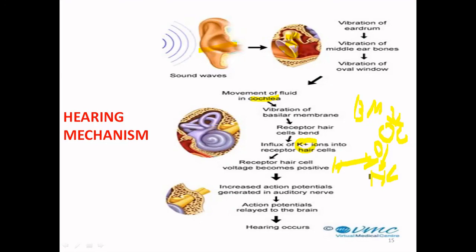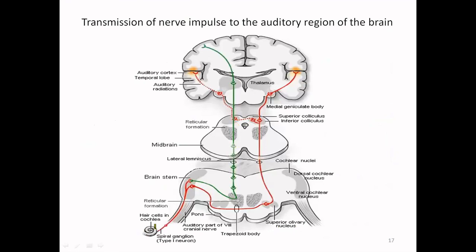Now, this depolarization forms an action potential which will be conveyed to the auditory nerve, which carries it to the auditory center in the brain. Now, how the carrying of the impulse takes place: in this picture, you can see the cochlear region where there is the organ of hearing. The nerve impulse generated travels to the brain stem. In the brain stem, the trapezoid body. From the trapezoid body, it goes to the reticular formation, and from there, finally, it ends up in the auditory cortex, where the interpretation of the sound waves takes place.